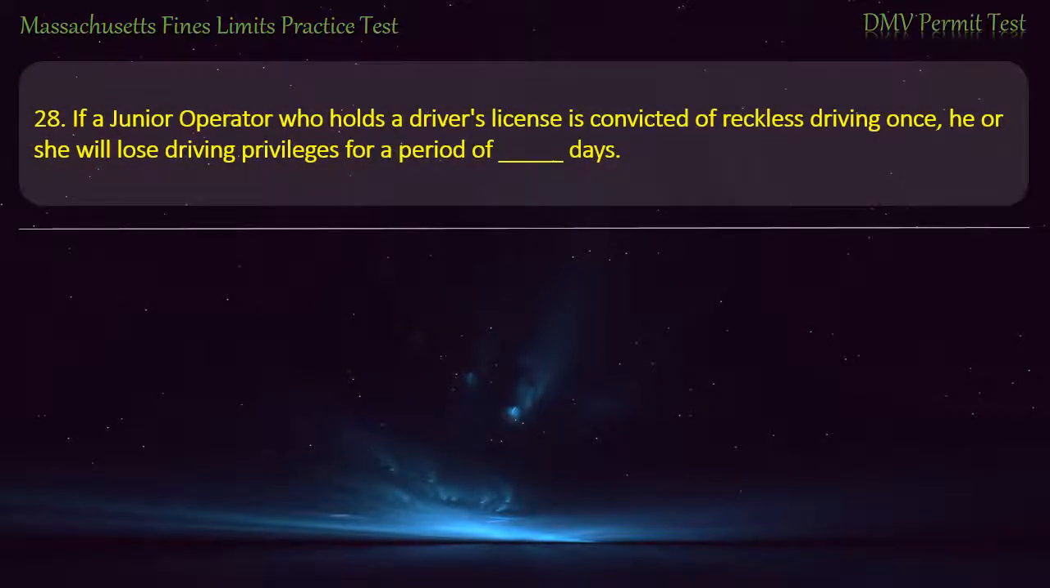Question 28. If a junior operator who holds a driver's license is convicted of reckless driving once, he or she will lose driving privileges for a period of days: 30, 60, 180, 90. Answer: 180.